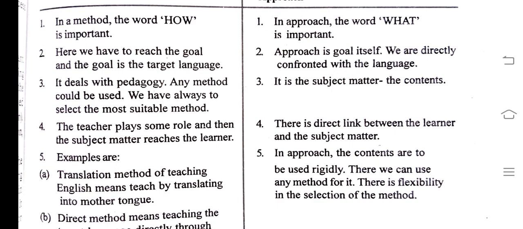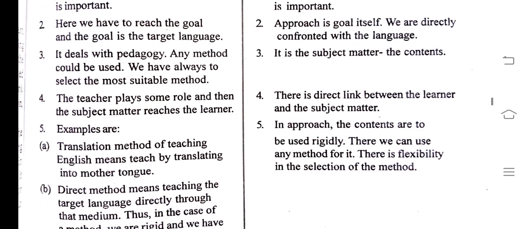In a method, the teacher plays some role and then the subject matter reaches the learner, and in approach there is a direct link between the learner and the subject matter. An example is the translation method of teaching English, which means teaching by translating into the mother tongue. In approach, the contents are to be used rightly. There we can use any method for it. There is flexibility in the selection of the method.